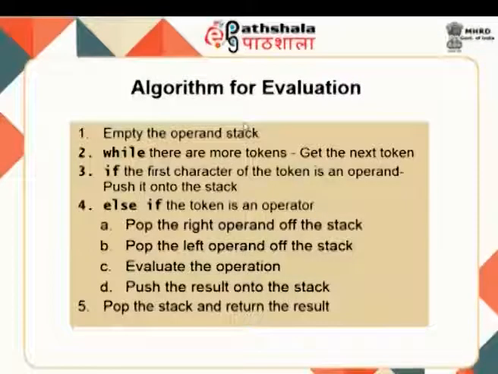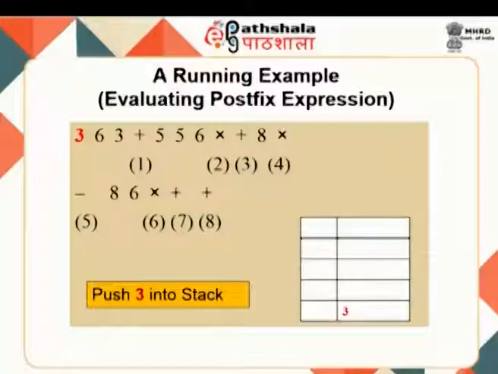Okay. So, this is the algorithm: empty the operand stack, create the stack. While there are more tokens, get the next token. If the first character of the token is an operand, push it onto the stack. Else if it is an operator, pop the right operand off the stack, pop the left operand off the stack, evaluate the operation, push the result back onto the stack. Finally, whatever is inside the stack will be the result. So, let us take a running example again here.